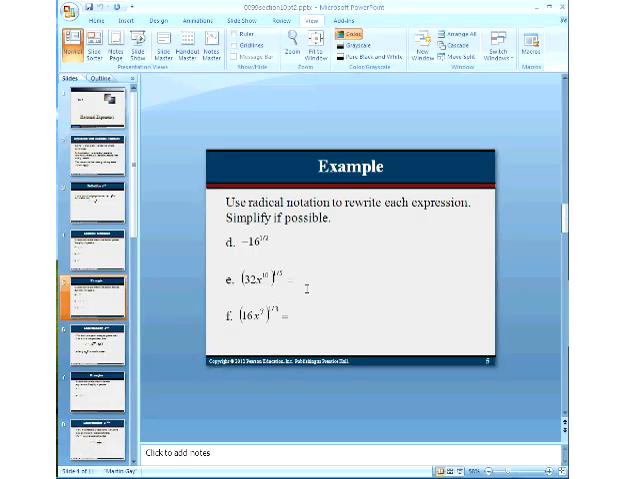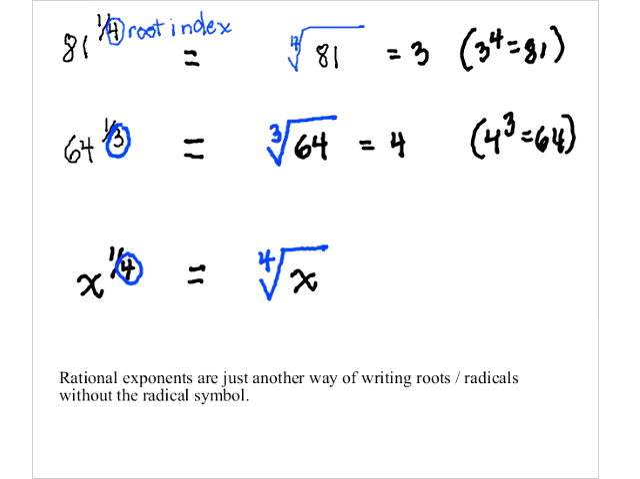All right. Returning to our little presentation. We just did those. Okay, now, this one says use radical notation to rewrite, simplify if possible. Let's look at a couple of these. Negative 16 to the 1/2, 32x to the 10th to the 1/5, 16x to the 7th to the 1/3. Okay, now we're pretty much just going to write it. Let's go ahead and do it, and then I'll show you. All right, so let's take the first one.